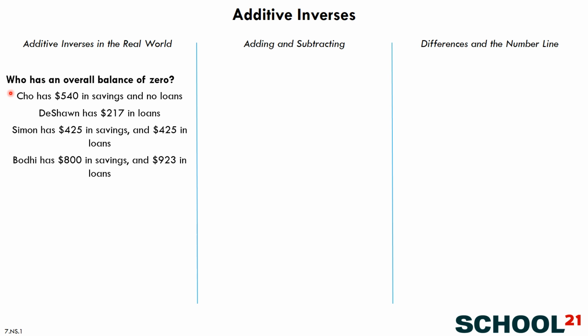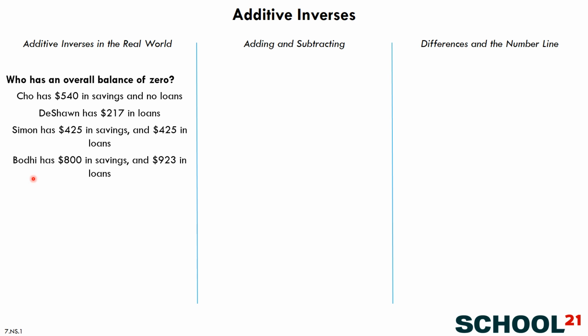Cho has $540 in savings and no loans. Deshaun has $217 in loans. Simon has $425 in savings and $425 in loans. And Bodie has $800 in savings and $923 in loans. So who has an overall balance of 0?